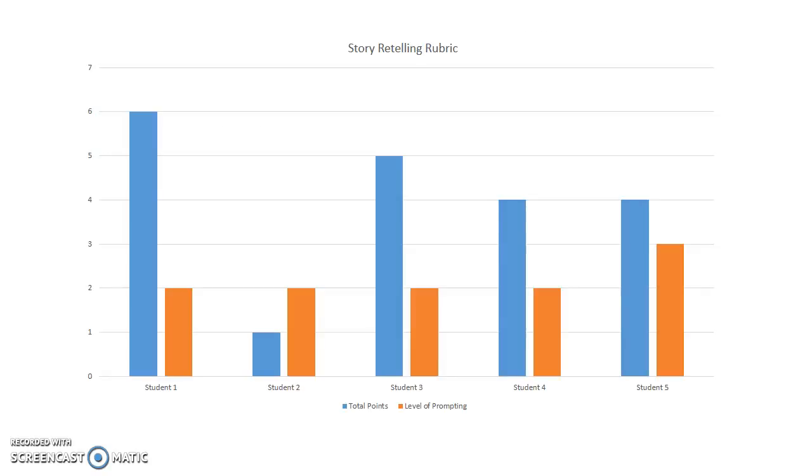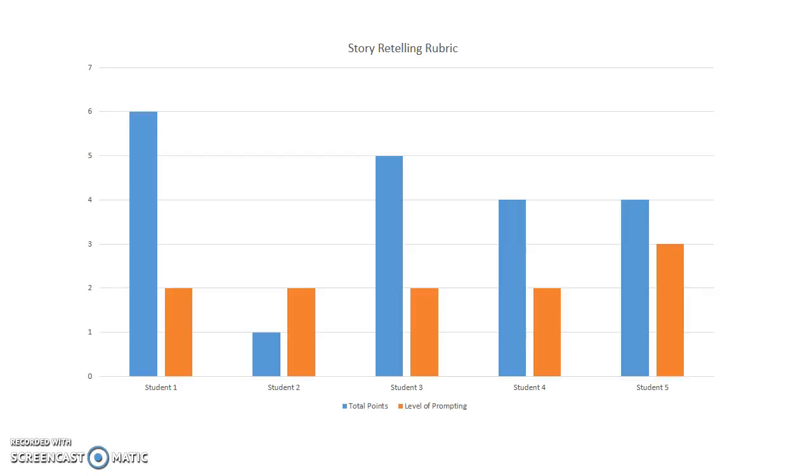Here are the scores of the 5 students in my research. Student 1 scored 6 total points with a 2 as their level of prompting. The types of questions that were used as prompting questions were: what happened next? Did anything happen after that? Is that all that happened? And things of that nature.